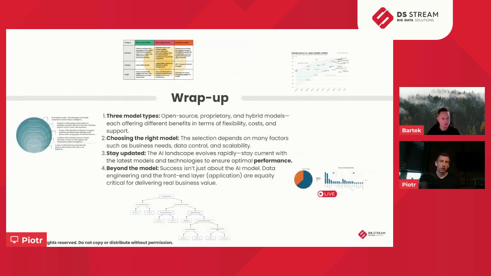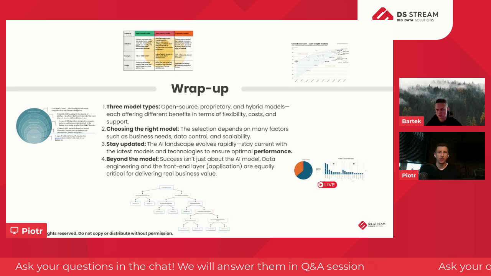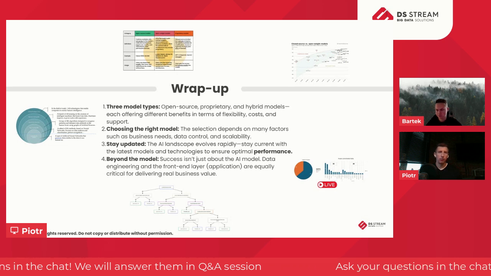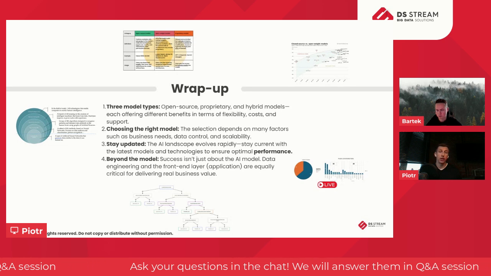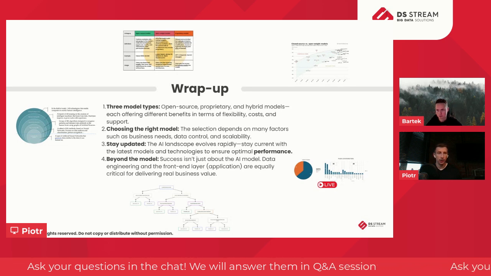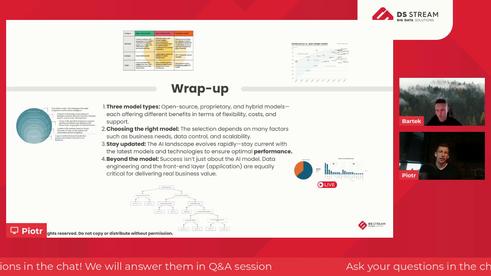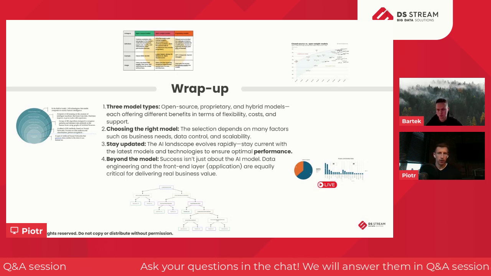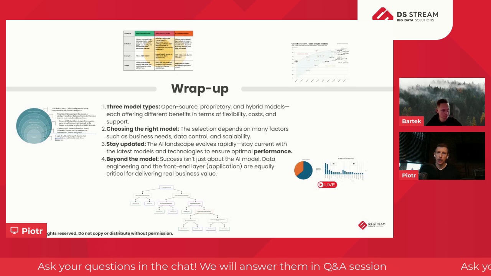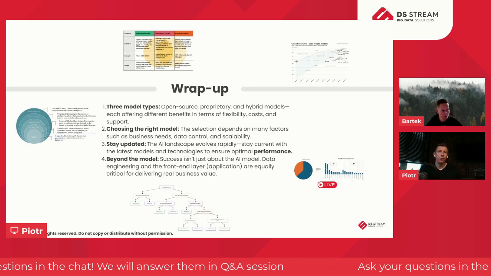Just to sum up very shortly, remember that there are three types of models. Pretty commonly, you will hear only closed or open source, and open source in a wide sense means open weight as well. Remember that there is licensing behind it, so you need to read it carefully. It changes over time, so it doesn't mean it will stay forever. And choosing the right model depends on many factors, not only the ones we showed you on the screen. You need to be up to date.